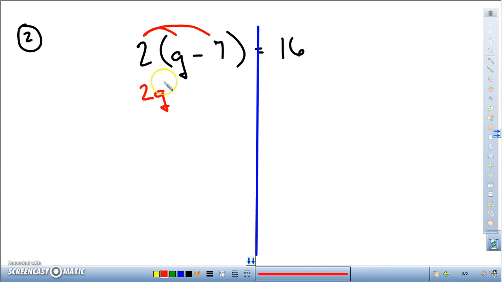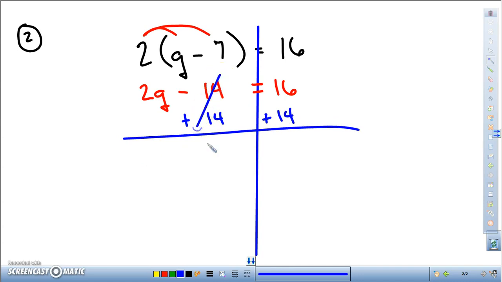That gives me 2 times q is 2q. 2 times negative 7 is a minus 14. Equal sign stays on the line. 16 comes down. And now I'm back to the same type problem I had in number 1, just a basic 2-step equation. So I want to isolate the variable by adding 14 to both sides here. And so that cancels. Your 2q is going to come down. Equal sign stays on the line. 16 and 14 is 30.